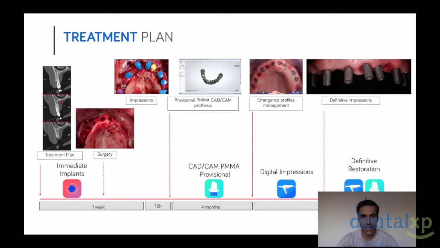Now you are asking me why I wait 72 hours to immediately load my implants. Because I always do all my provisionals in PMMA that is manufactured in CAD/CAM. Why? Because I can control the design and also the material. That is, the PMMA doesn't release any monomers, and the monomers are responsible for some reactions in the soft tissue. So we have to avoid using any other kind of acrylics that may cause any recession or allergic reactions in our patients. After 4 months, I will take an impression, this time a digital impression, and I will place the definitive restoration in my patient.